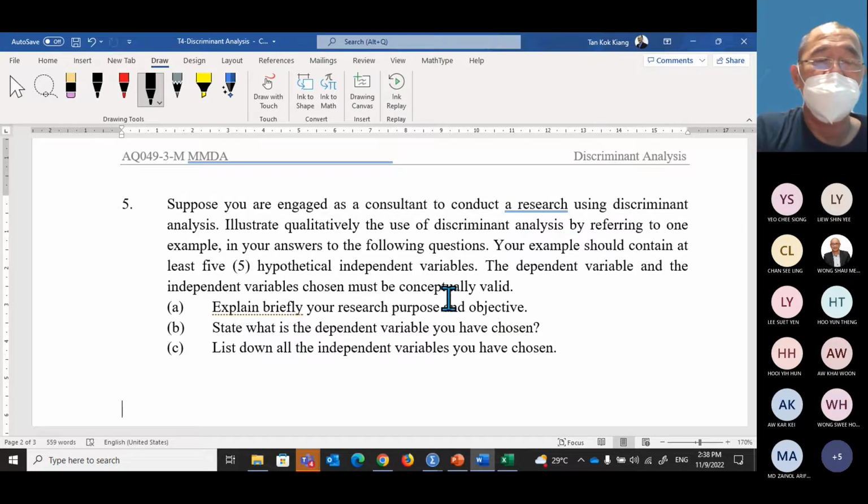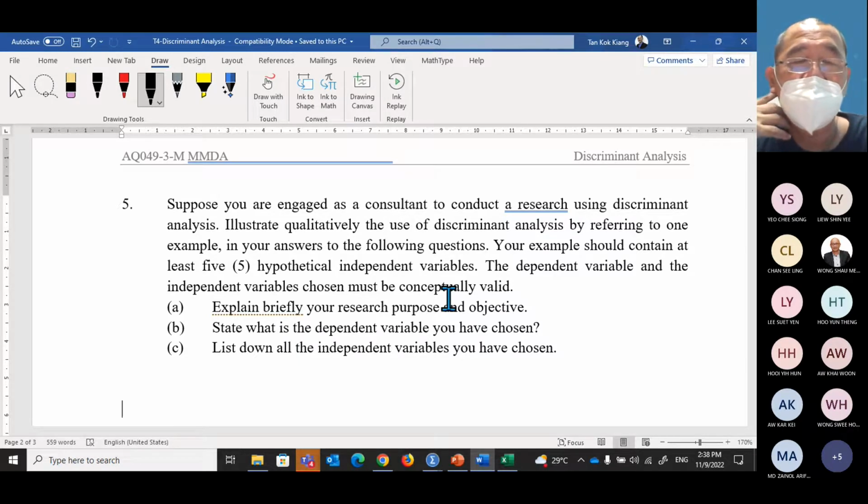I will try to give you an example. You can give any example, but it must be logical. Five variables, and the grouping can be fewer, but the variables should be more, five independent variables. Or anybody can try also, then we can develop the example together. The objective, then dependent, independent.